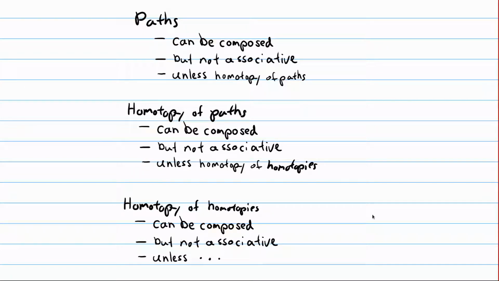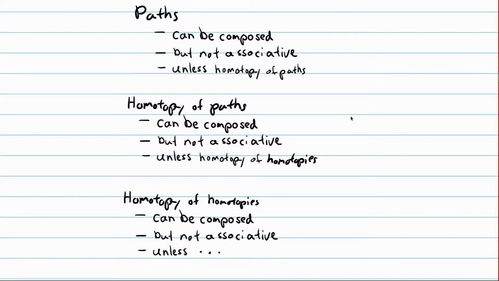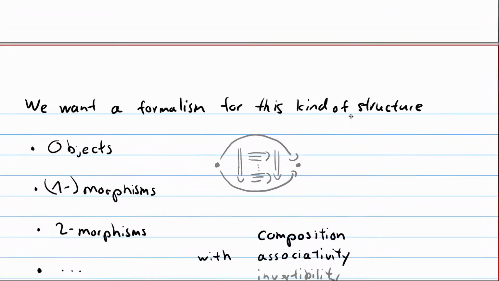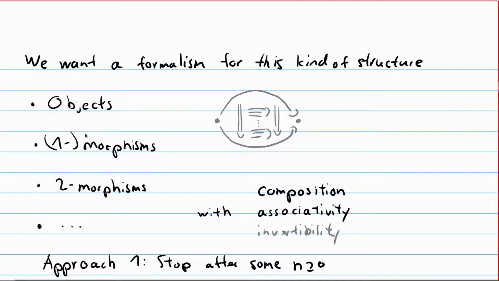So we would like to describe this type of structure using some formalism that gives us the ability to talk about points, paths, and homotopies and so on. And this is where the idea of higher category theory comes from. We would like to talk about things called objects and one-morphisms and two-morphisms and so on, that satisfy some nice laws, such as associativity of composition and other things. One might ask, okay, why don't we just do this? And the answer is that it's generally very difficult to have a nice formalism for this.